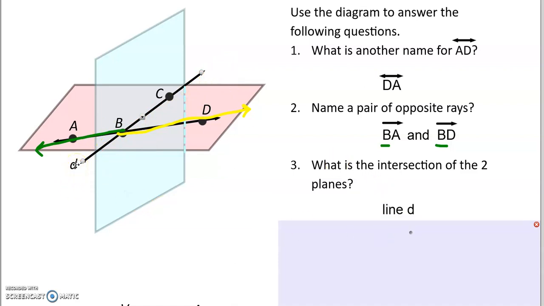I can also call it line BC, 2 points on the line, BC or CB, with that notation, the bar and the 2 arrows. Okay?